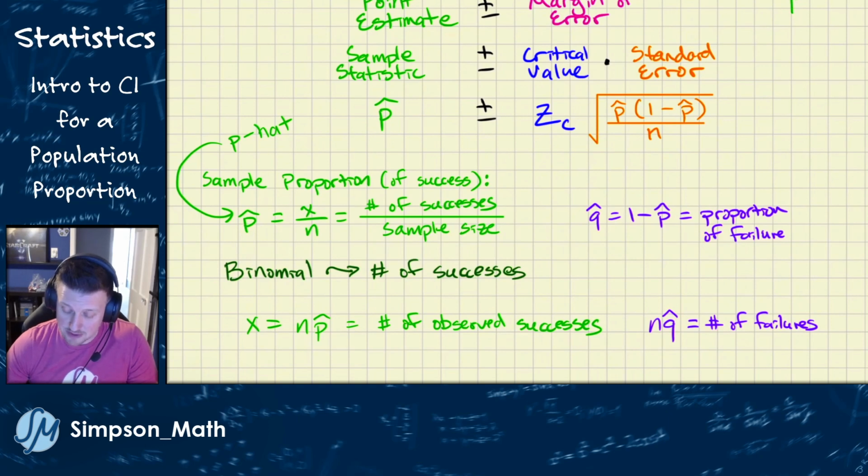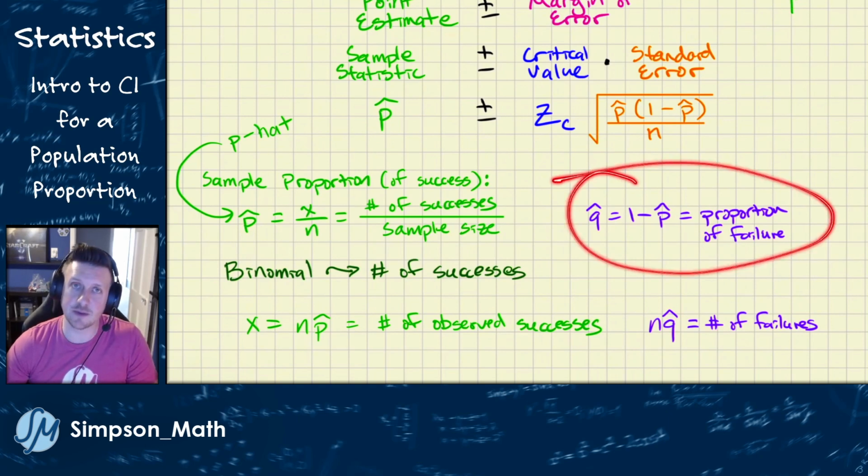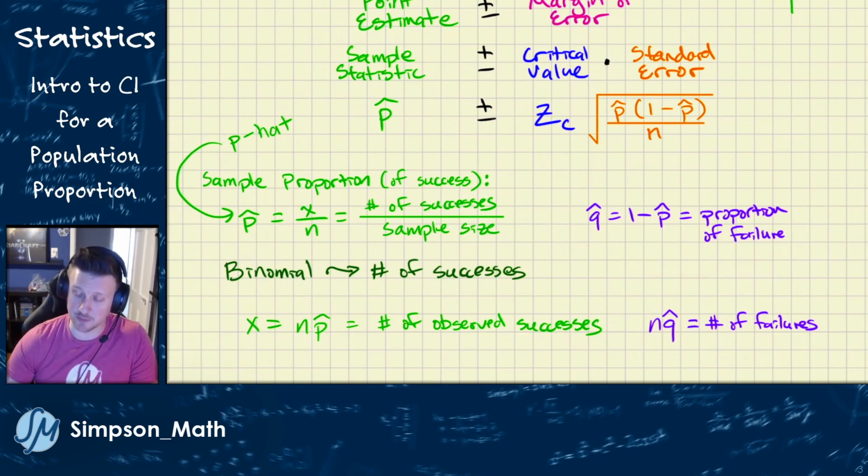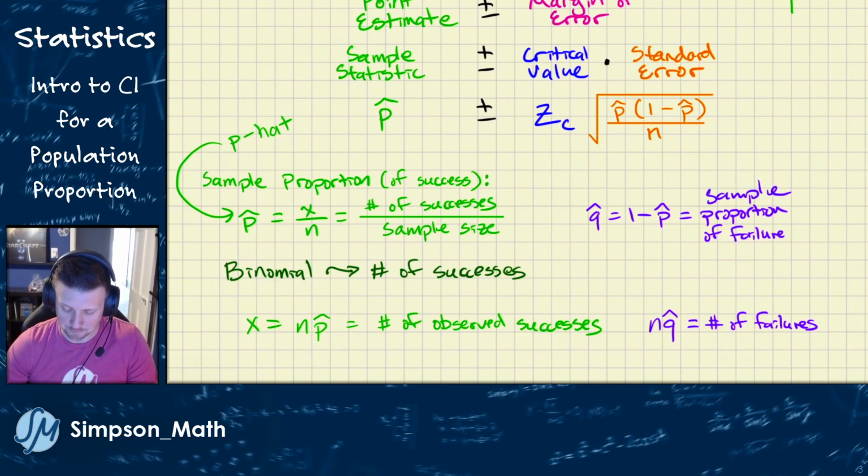Just a reminder also, when we talked about the binomial distribution, we saw that q was our proportion of failure. So q hat would be our sample proportion of failure, or 1 minus p hat.